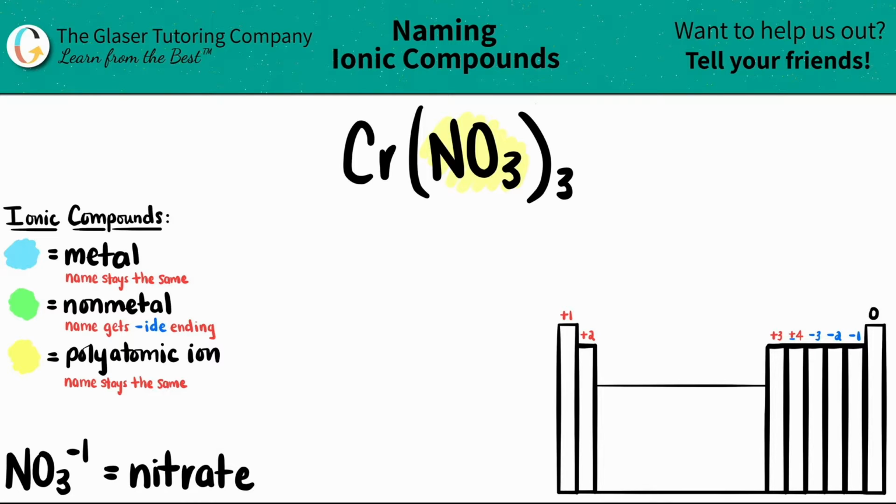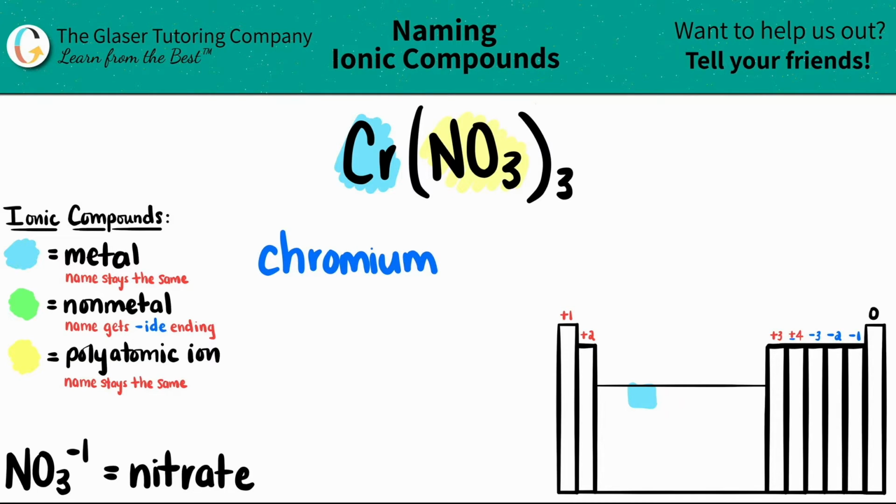The other element is Cr, and that's a metal. I know that it's a metal because chromium is right here on the periodic table. And anything in this little block is a metal. They're called transition metals. So we can get to naming, right? The metal name always stays the same, and that's the one that goes first. So chromium is just going to stay chromium. So I'm just going to write chromium.